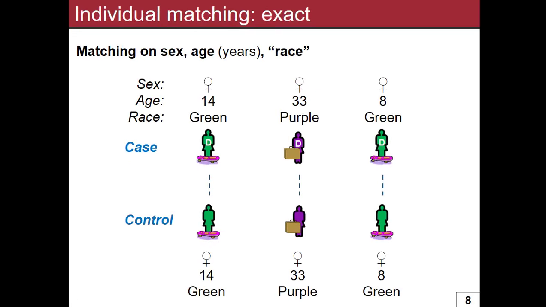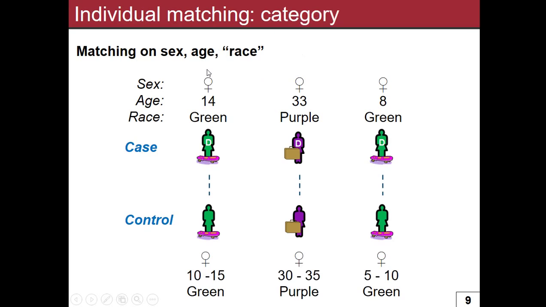So what I mean by individual matching is this very, very precise process of you decide in your study that sex, age, and race are important. So here is a female 14-year-old who's green, and is a case. And then we go out into the community and recruit a control who looks demographically like this case. Same for a female who's purple and 33, and so forth here. So individual matching is done on an individual basis, and you form very, very, very specific match sets. Okay, that's sort of the idea here, and they have to match exactly on all the features.